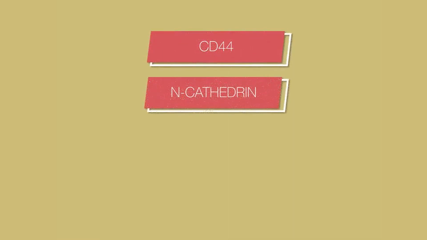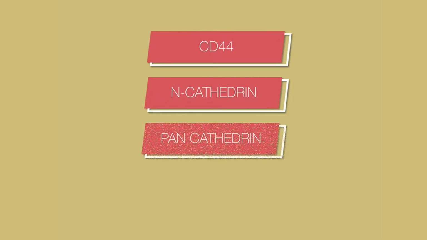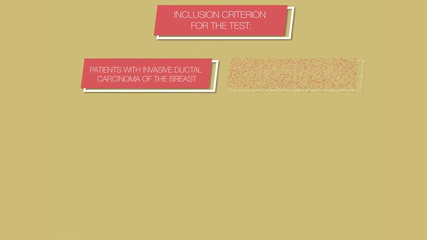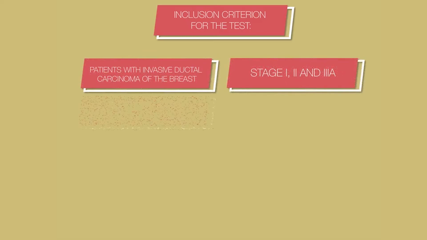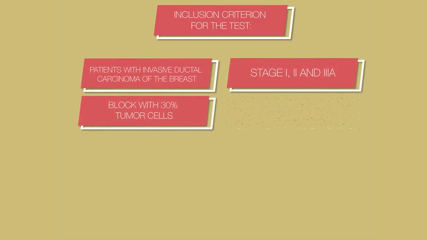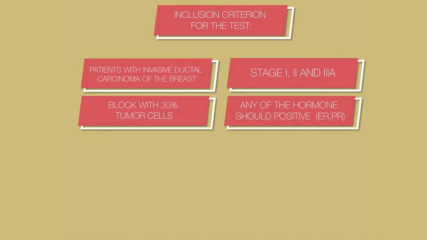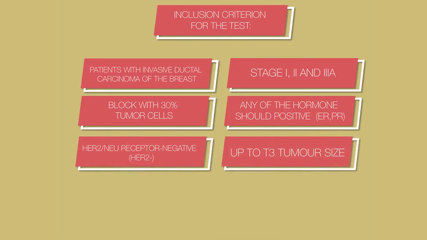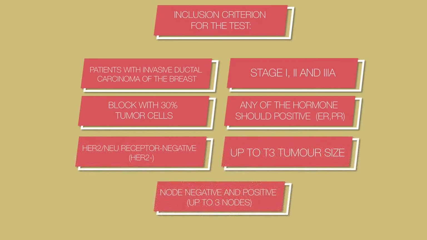IHC biomarkers: CD44, N-cadherin, pan-cadherin, ABCC4, ABCC11. The inclusion criteria for the test are patients with invasive ductal carcinoma of the breast, stage 1, 2 and 3A, block with 30% tumor cells. Any of the hormone receptors, ER or PR, estrogen or progesterone, should be positive, HER2 NEU receptor negative, up to T3 tumor size, node negative and positive, up to 3 nodes.